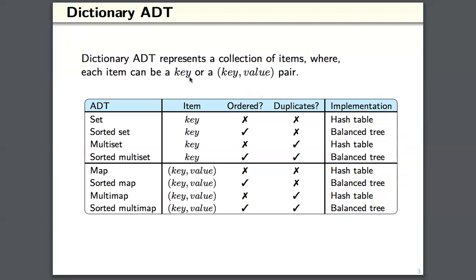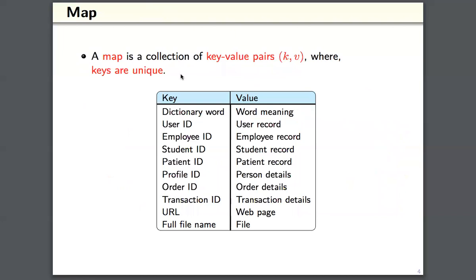This is very important, right? The 8 types of ADTs and their implementations are covered. Next, let's look at map. So a map is a collection of key-value pairs, (K, V), where keys are unique unless otherwise mentioned. We did not say multi-map here, so keys are unique.